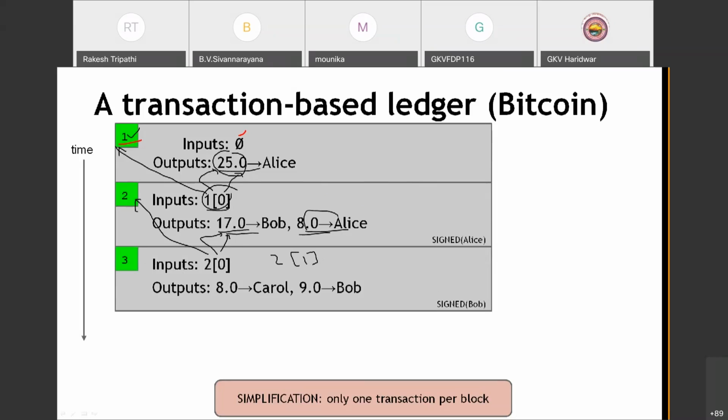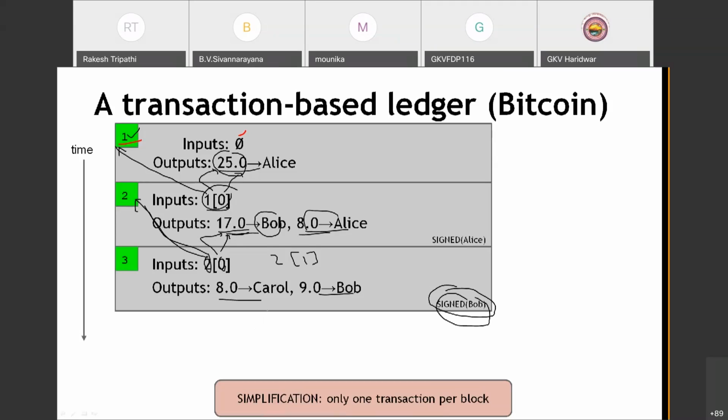So Bob is spending money which he got in transaction number 2, index 0. Yes, Bob got it. Now this money is 17. He is paying 8 to Carol and keeping 9 with himself, Bob. And this transaction is signed by Bob.